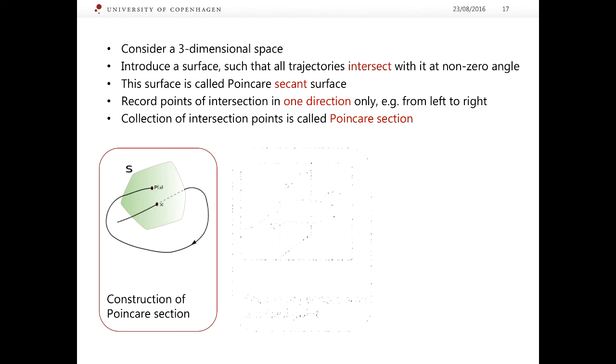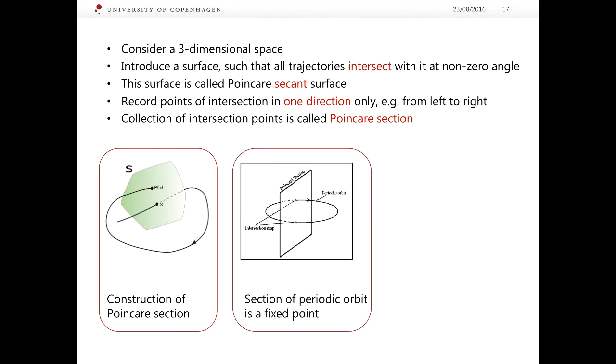Suppose we have a periodic orbit which is a one-dimensional curve in the three-dimensional space, and its Poincare section will be just one point. If the periodic orbit is stable, the point of intersection will be a stable fixed point. If the periodic orbit is unstable, its intersection will be an unstable fixed point, and if the periodic orbit is saddle, its intersection is a saddle fixed point.